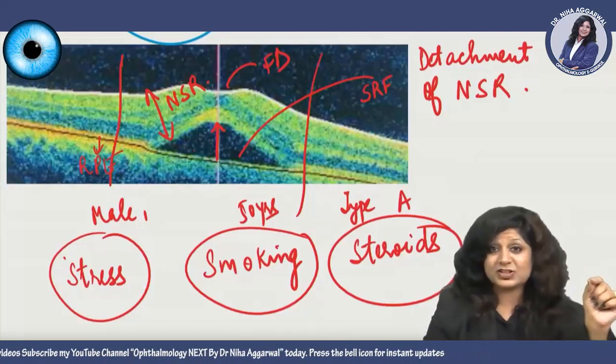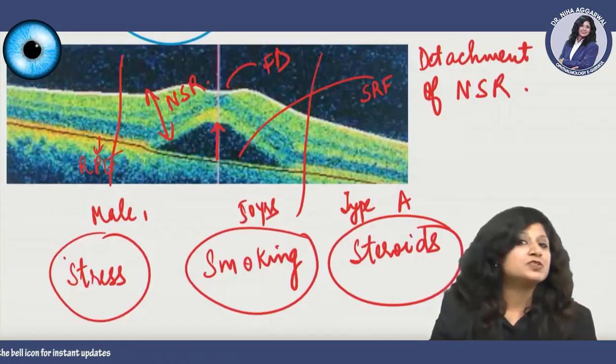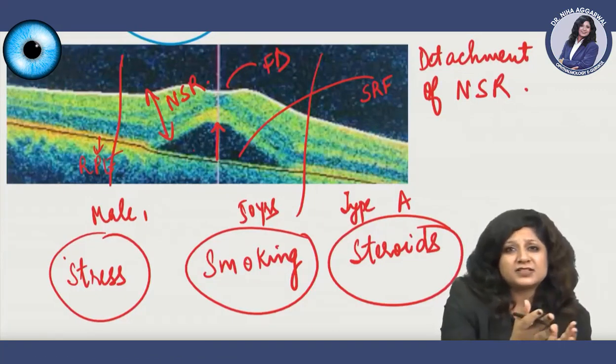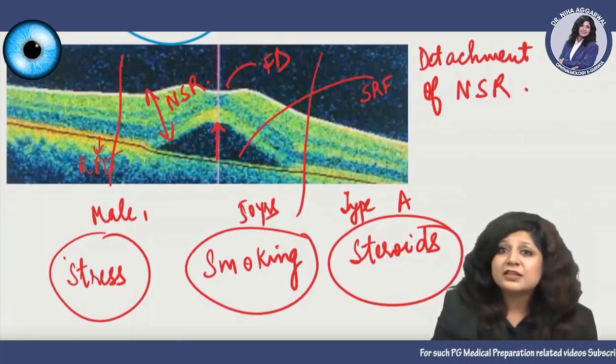A good clinician can think of a particular disease with respect to the patient's profile also. If I say a person coming from rural background, farmer by occupation, you will not think about CSR.